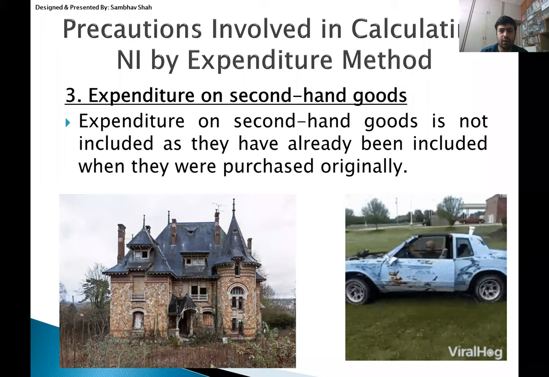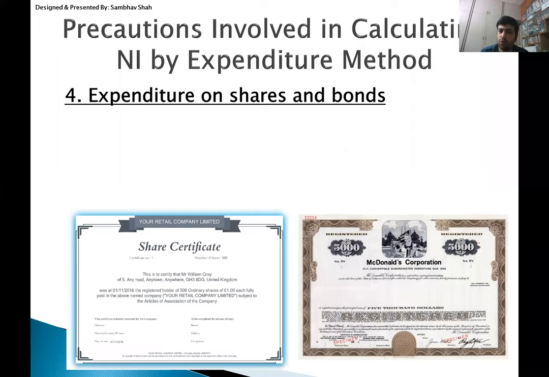Expenditure on shares and bonds. You know, all the shares and bonds, when anyone is purchasing, that doesn't give rise to any productive activity, number one, right? It is just a transfer of money from one hand to another in exchange for a piece of paper. And when this happens, do you think you are going to count it as national income? No, because no productive activity is happening at all, right? So expenditure on shares and bonds is not included because buying a financial asset is not a production activity, right?